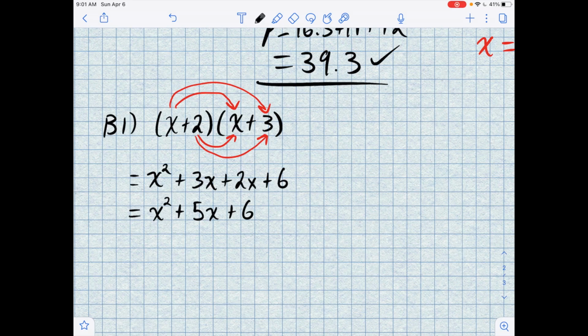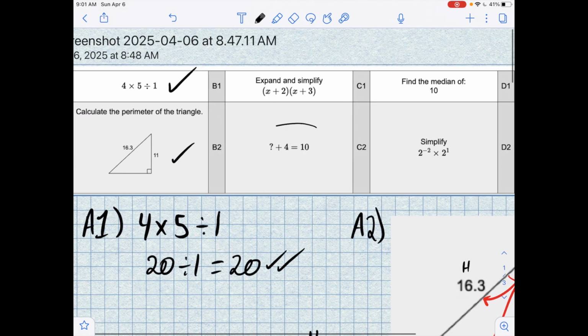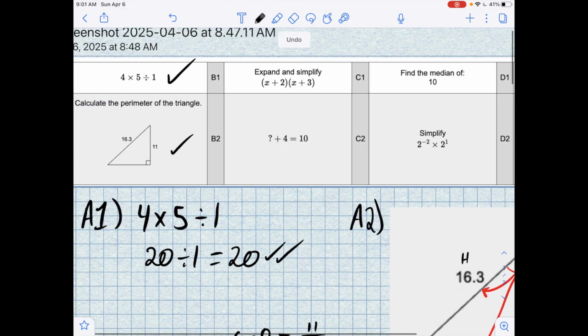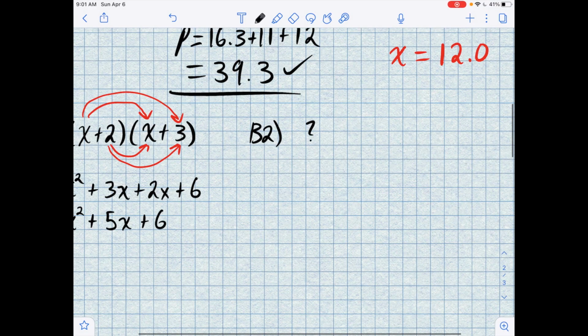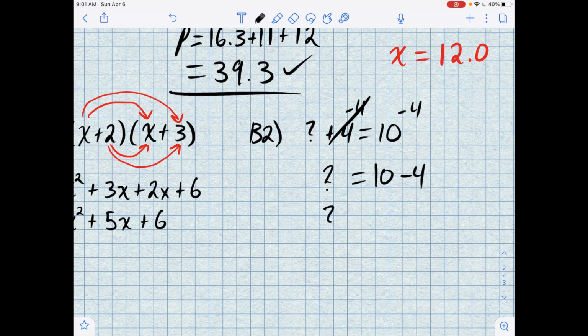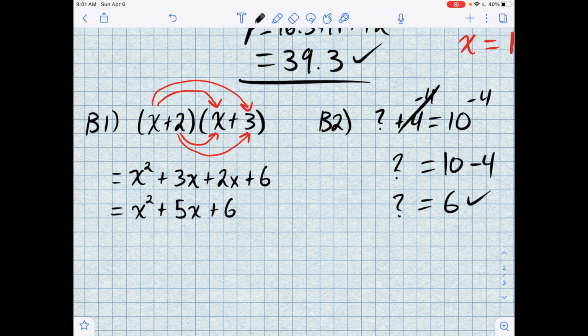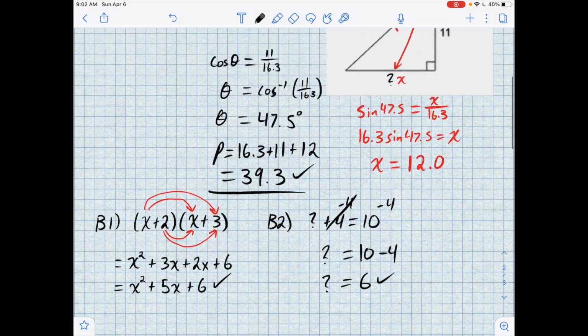Our next one, okay, so A2 was just impossible, and then B2 here is blank plus 4 equals 10. So question mark plus 4 equals 10. I'm going to subtract 4 on both sides, cancel this out. Now I have question mark equals 10 minus 4, question mark equals 6. All right, let me check my answers. 6, perfect. And this one, x squared plus 5x plus 6. Beautiful.